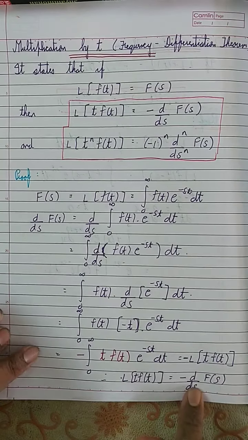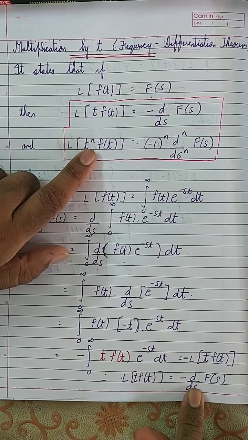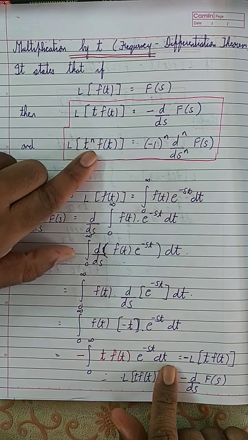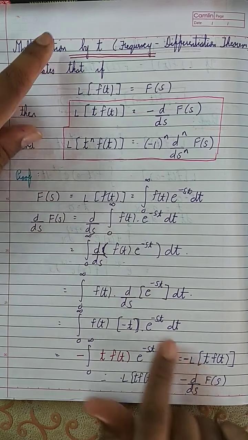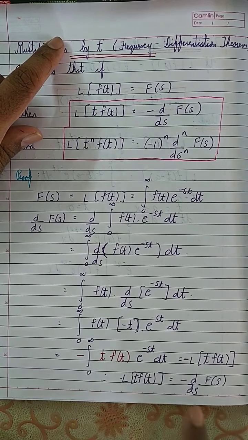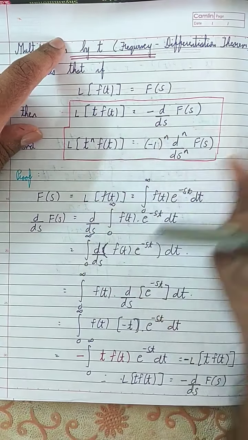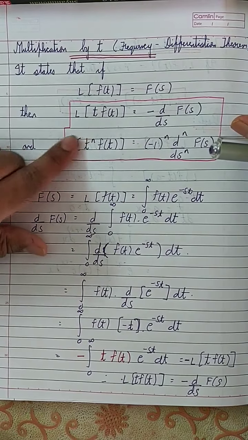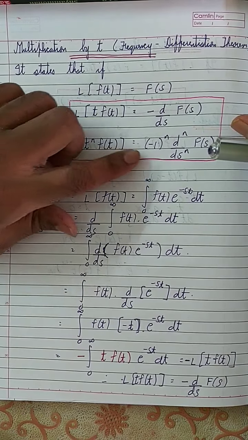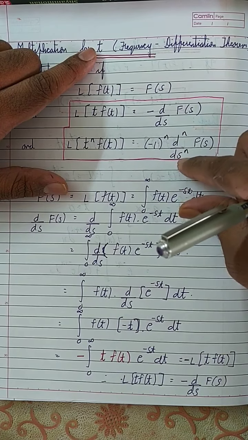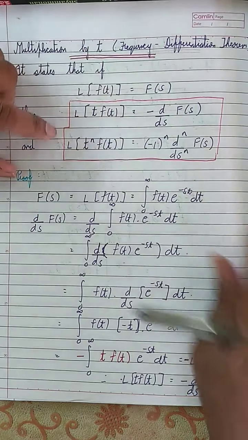And similarly, you can also prove the same property in the case of t square, for t cube, for t raised to 4. No matter how many times, you can prove the same property over and over again, and finally at the end you will get this general equation for t raised to n. So the Laplace transform of t raised to n f of t is minus 1 raised to n, d raised to n by ds raised to n of F of s.